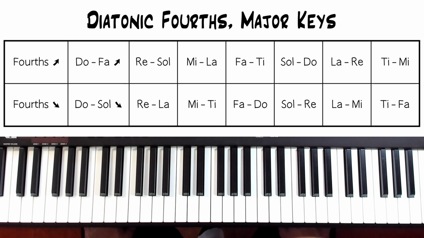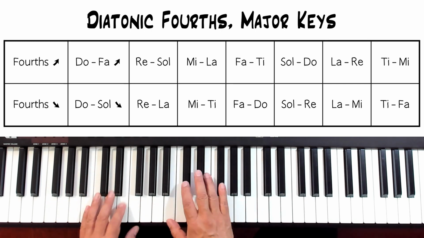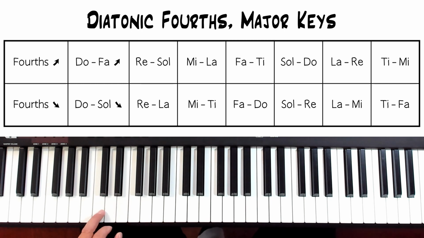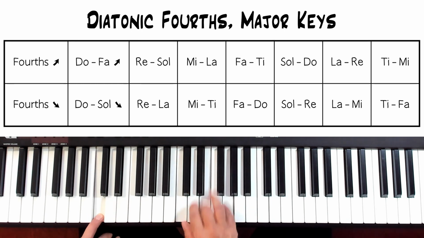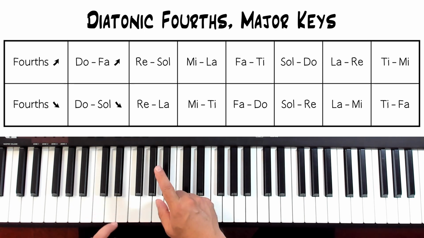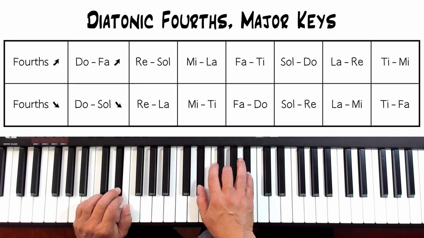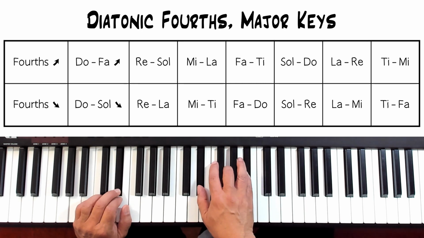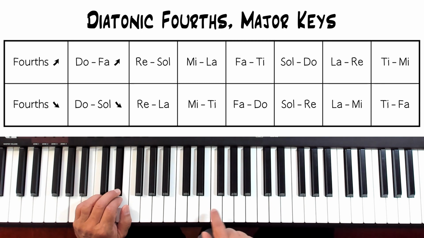And let's do the descending ones. Yeah, why not? Okay, let's complete. Okay, we're gonna go descending. Let's go to the key of C. We're gonna sing do, sol, descending. Do, sol. Next one, re, la. We're gonna sing re, la in the key of E flat. Re, la. Let's check.